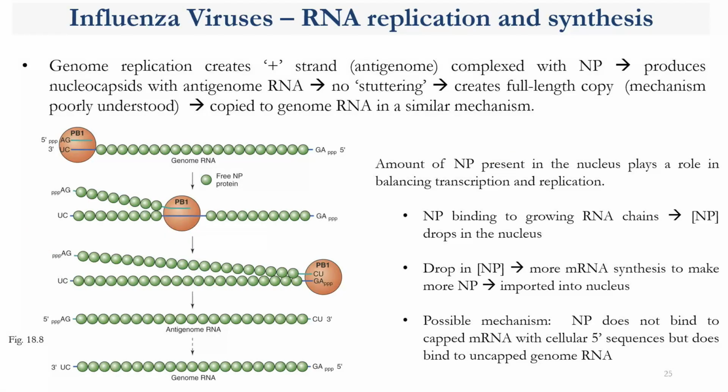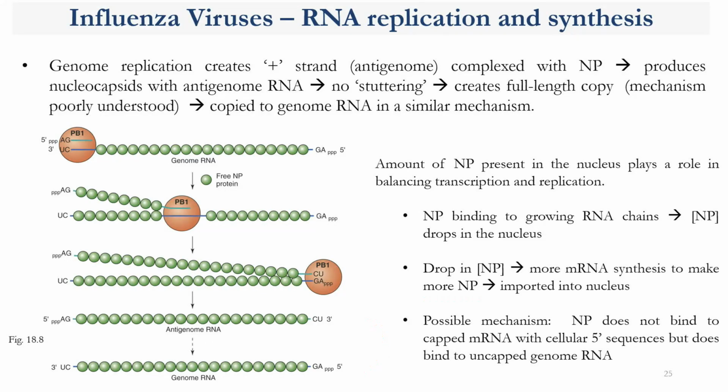Your NP is binding to the growing RNA chains, so as a result, the concentration of NP will drop inside the nucleus, okay? And this drop in NP triggers synthesis of more RNA, okay? So it will make more mRNA and make more NP. That gets imported into the nucleus, and the concentration of NP in the nucleus goes high again. And as it goes high, you switch again to replication, okay?